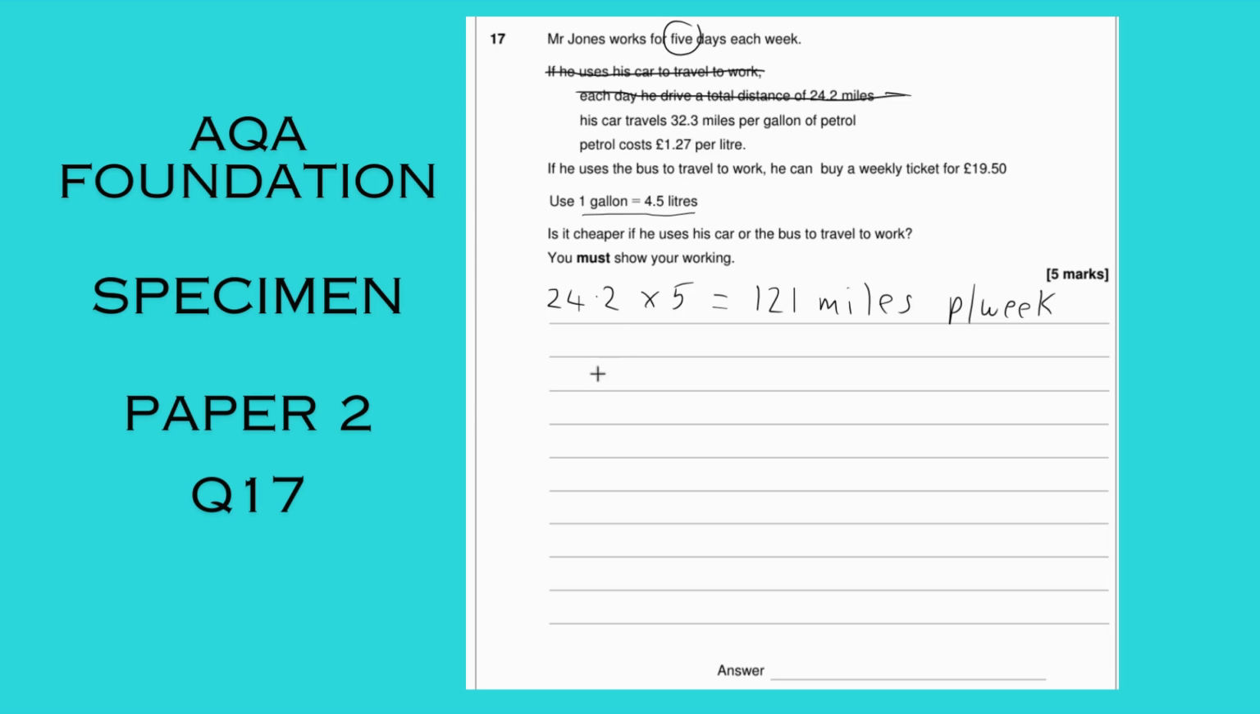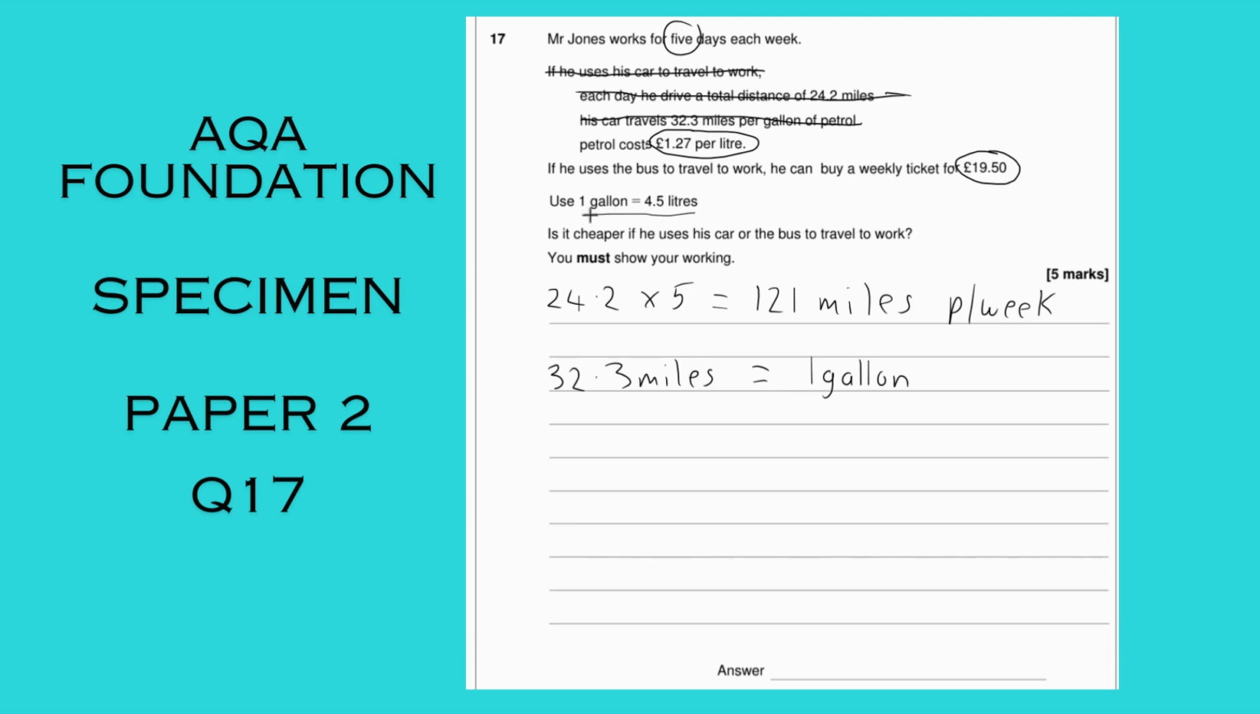His car travels 32. So again, let's set something up. 32.3 miles is 1 gallon. Although it takes time to write out, again, you know where you are in the question. Dealt with. Petrol costs that per litre. Can't do anything just yet because we're not in the litres. If he uses the bus to travel to work, he can buy a weekly ticket. So again, nothing we can do. We just know that £19.50 is going to come into play later on.